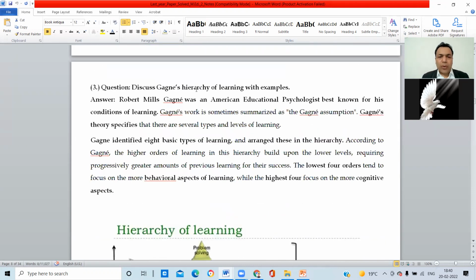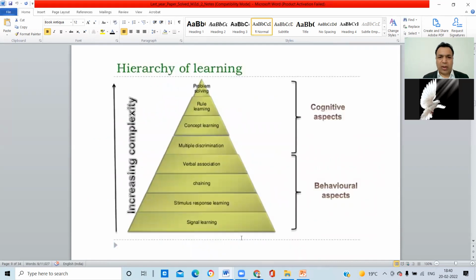Okay, guys. Now, the next question that came last year: Discuss Gagne's hierarchy of learning with example. It is pronounced Gagne, G-A-G-N-E. So who was Gagne? He was an American educational psychologist. He gave this hierarchy of learning.